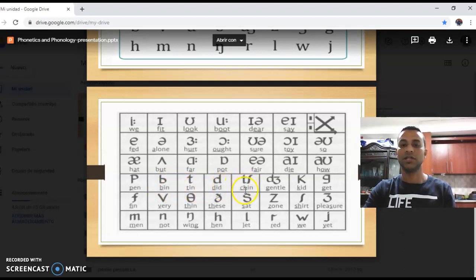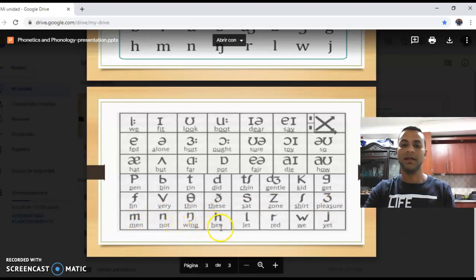sh as in chin, j as in gentle, k as in kid, g as in get, f as in thin, v as in very, th as in thin, v as in these, s as in sat, z as in zone, sh as in shirt, z as in pleasure, m as in man, n as in not, n as in win.